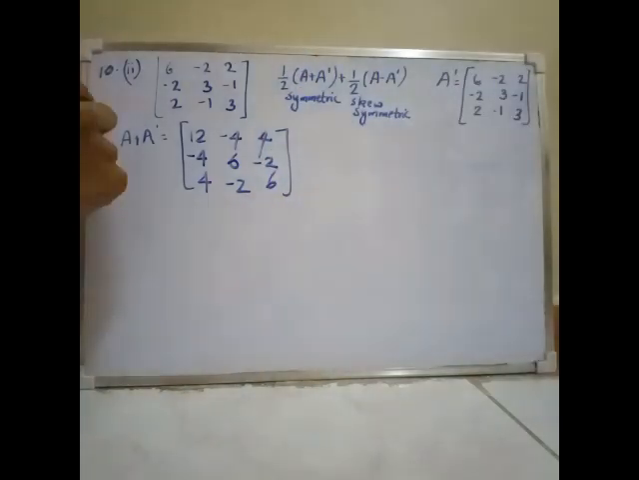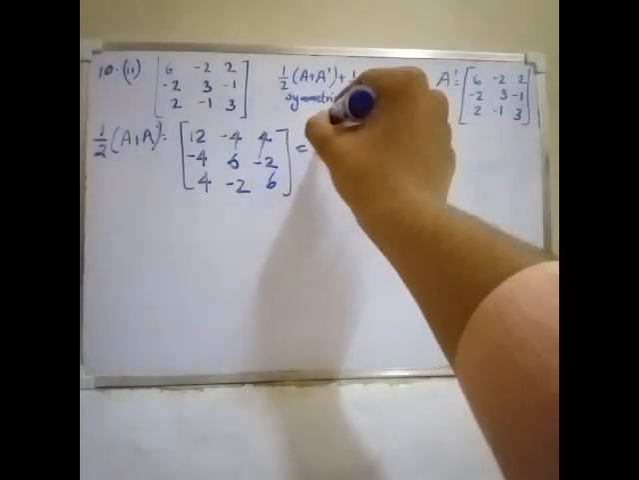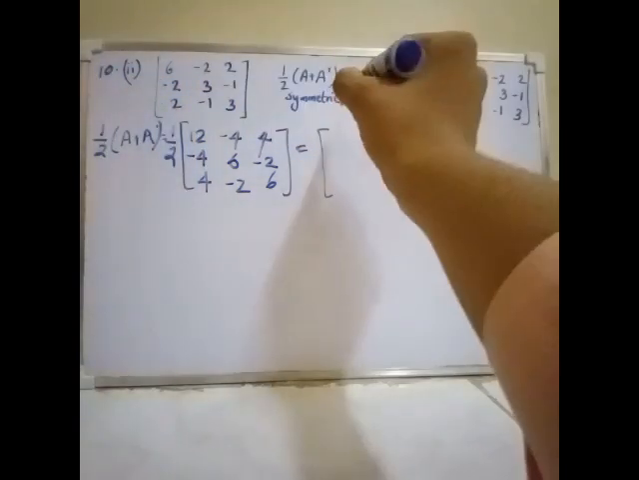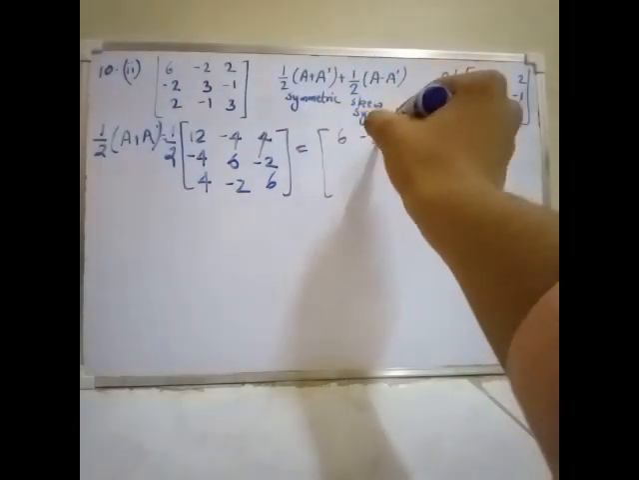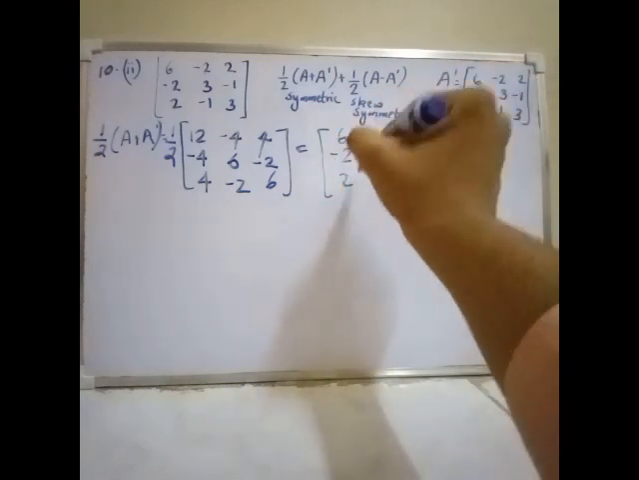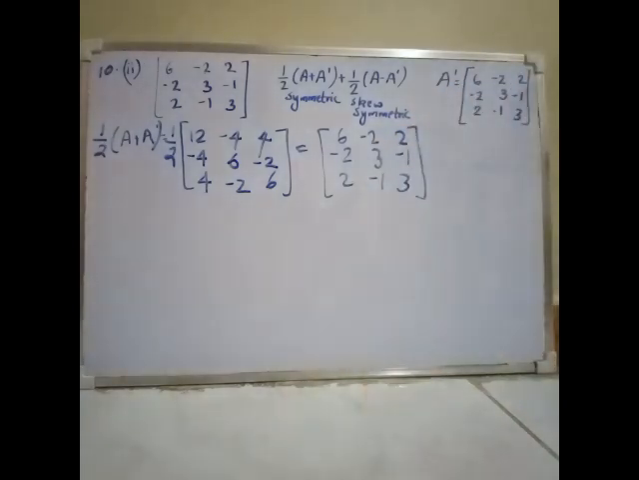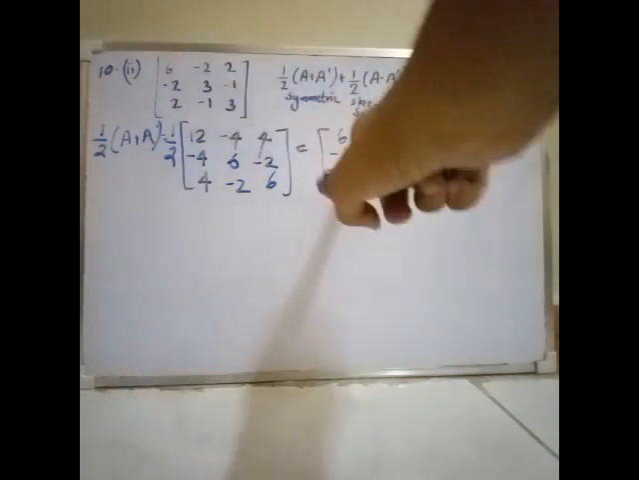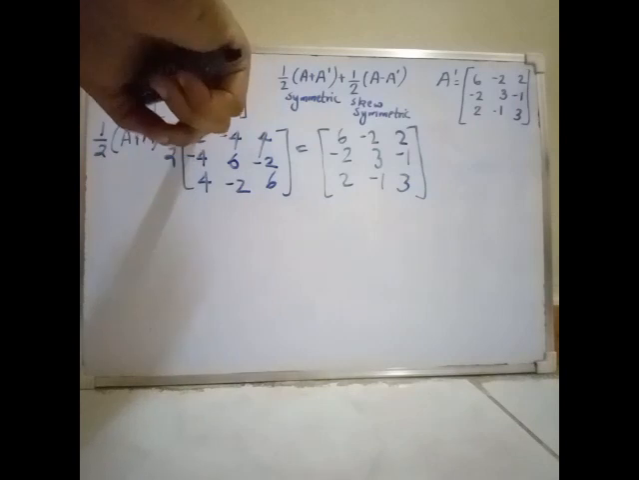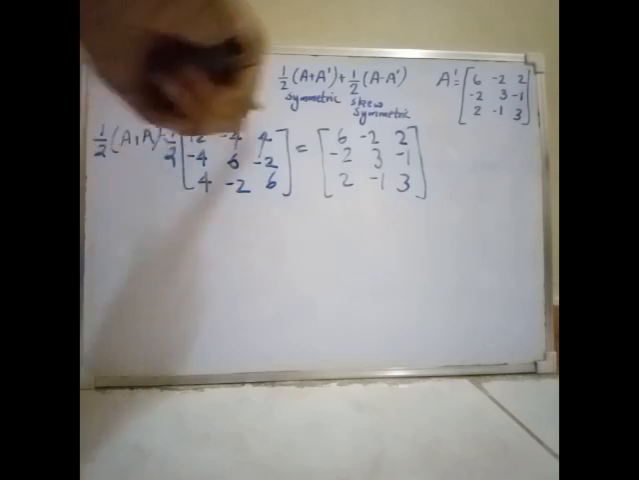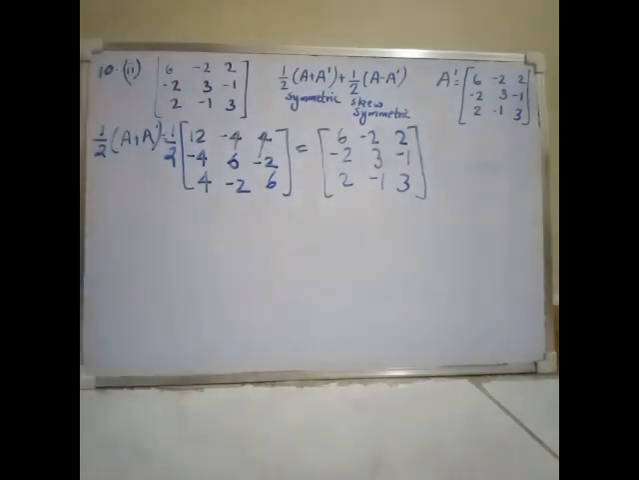Now we have to take half of this, right? For that we'll just divide every element by 2. So it becomes 6, minus 2, 2, minus 2, 2, 3, 3, minus 1 and minus 1. So this is the answer for half A plus A dash, which is the symmetric part of the matrix. But it's actually equal to A, right? Half A plus A dash is A because it's already a symmetric matrix. So when you do this part, we'll get A itself, right?